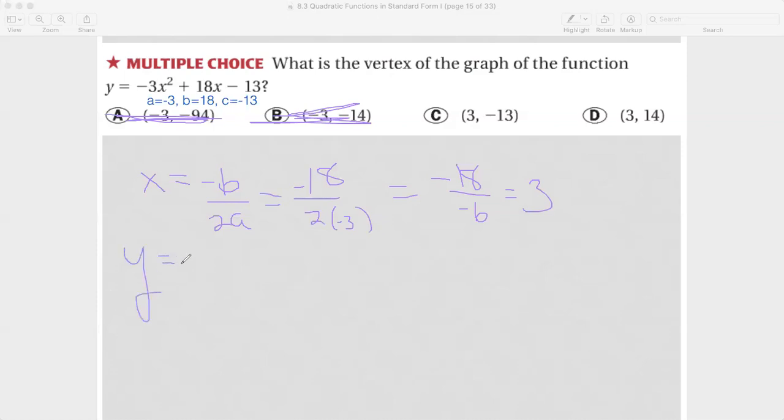So y equals -3. I'm going to plug 3 in for x. 3 squared plus 18 times 3 minus 13. Okay, I'm going to change colors. So this would then be -3 times 9. 18 times 3 is, I think it's 54. Let me just double check. It is 54. I don't want to make an error on these videos. Can't really go back and edit them.